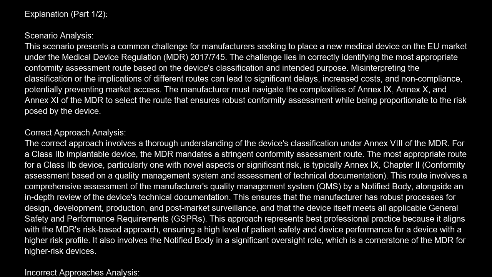Correct approach analysis. The correct approach involves a thorough understanding of the device's classification under Annex VIII of the MDR. For a Class IIb implantable device, the MDR mandates a stringent conformity assessment route. The most appropriate route for a Class IIb device, particularly one with novel aspects or significant risk, is typically Annex IX, Chapter II, conformity assessment based on a quality management system and assessment of technical documentation. This route involves a comprehensive assessment of the manufacturer's quality management system, QMS, by a notified body, alongside an in-depth review of the device's technical documentation.